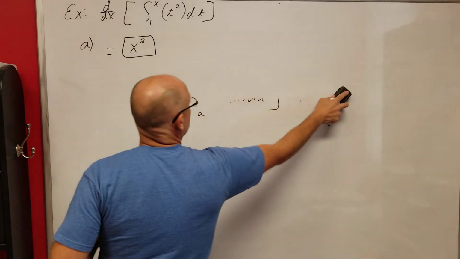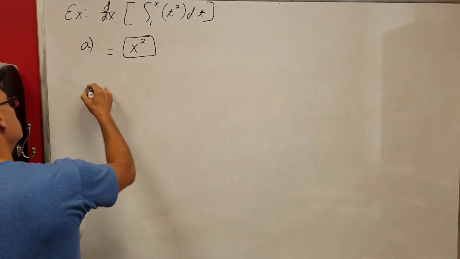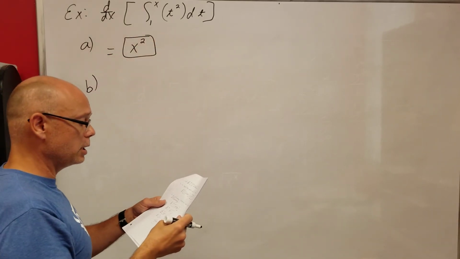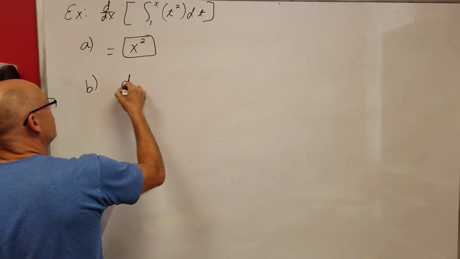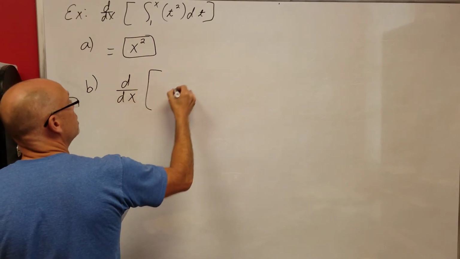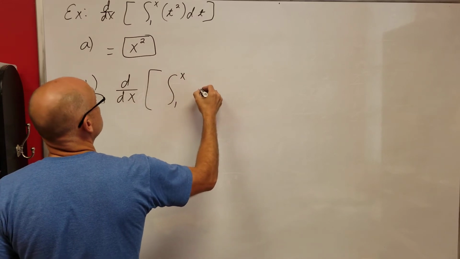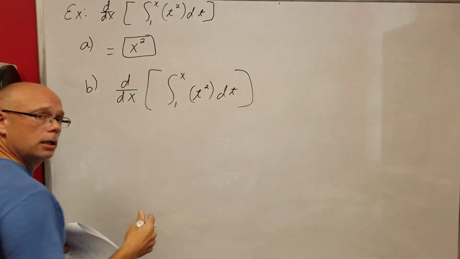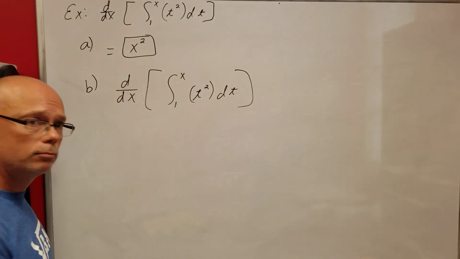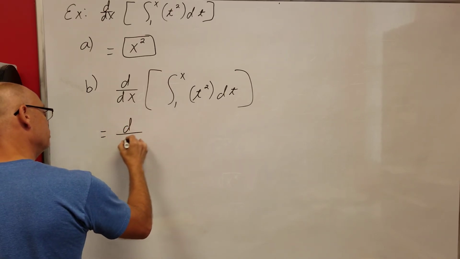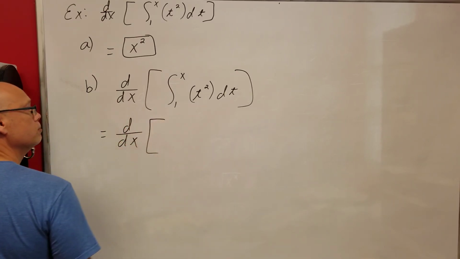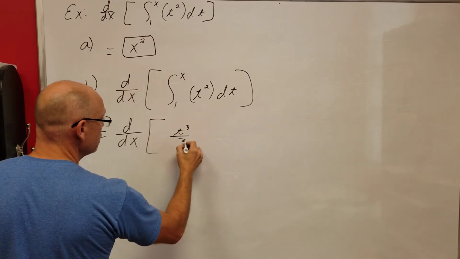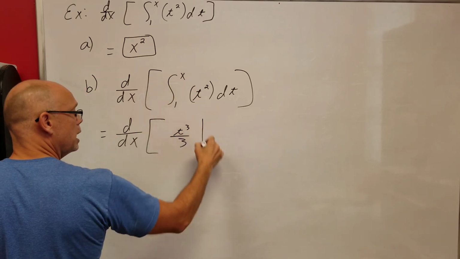All right, let's look at part B here. Part B says, find this thing by performing integration, then differentiating. So I want to find d over dx of the integral from 1 to x of t squared dt, taking the integral here and then taking the derivative. So let's see, we get d over dx of, what's the antiderivative of t squared? t cubed over 3. And we need to run it from 1 to x.